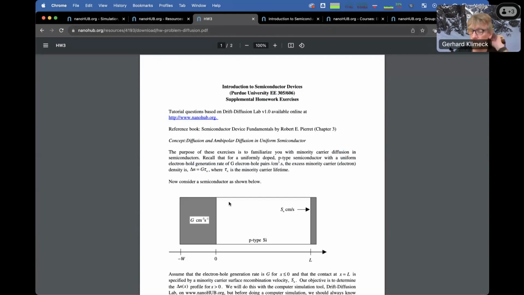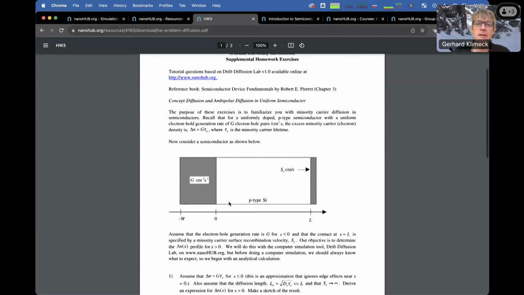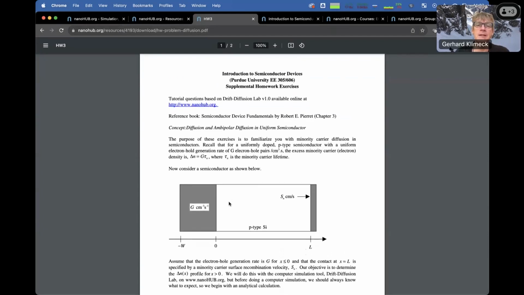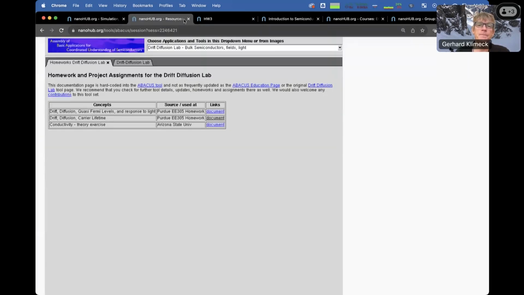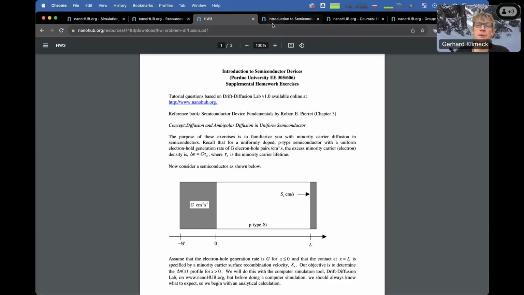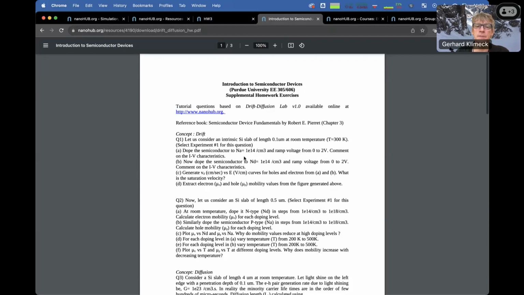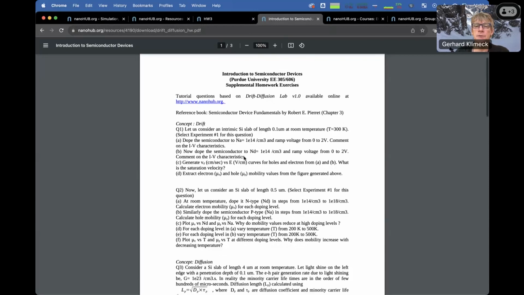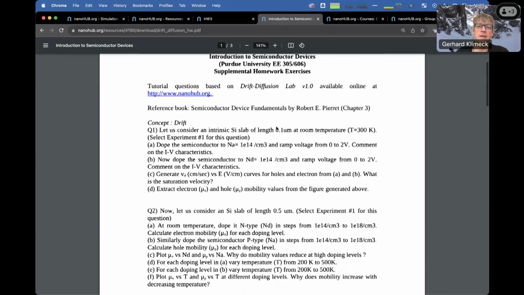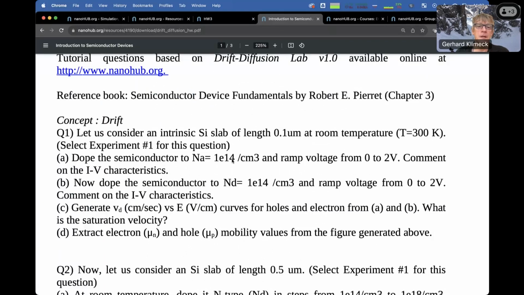So these might be images you might be familiar with. They're roughly the analytical expressions that people can calculate. So let me go to the first one. So the first one here is really introducing the concept of drift, and let students explore that. So let's go in here. Let's look at an intrinsic silicon slab of a certain length and dope it p-type and n-type, observe some things, and then we'll ask the students later to extract some data.